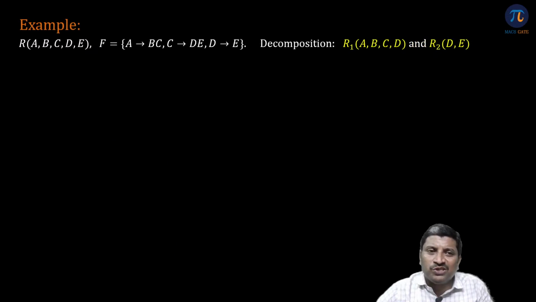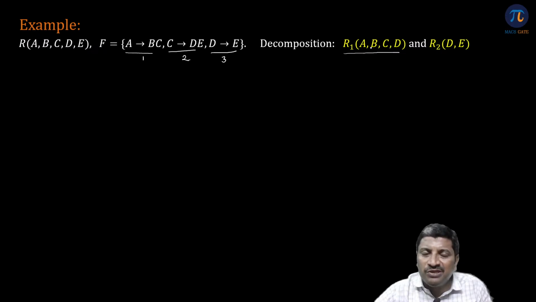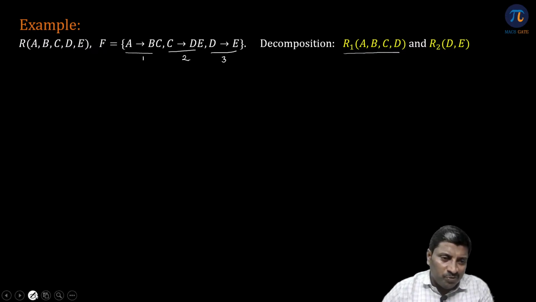Let us consider one more example. Here again we have a relation R with the 5 attributes A, B, C, D, E, and we have F with 3 FDs: A implies BC, C implies DE, D implies E. R is divided into 2 relations. The first one contains A, B, C, D. The second one contains D, E. So let us continue the same procedure.